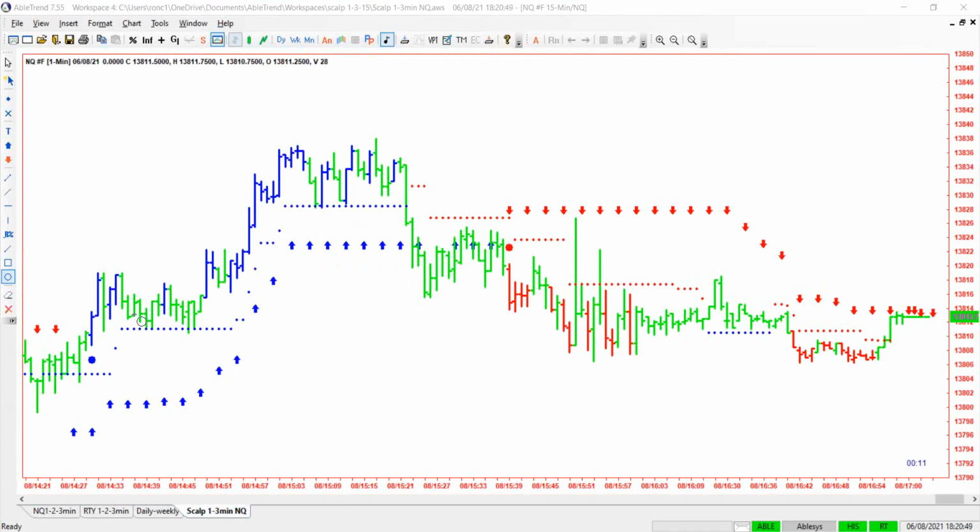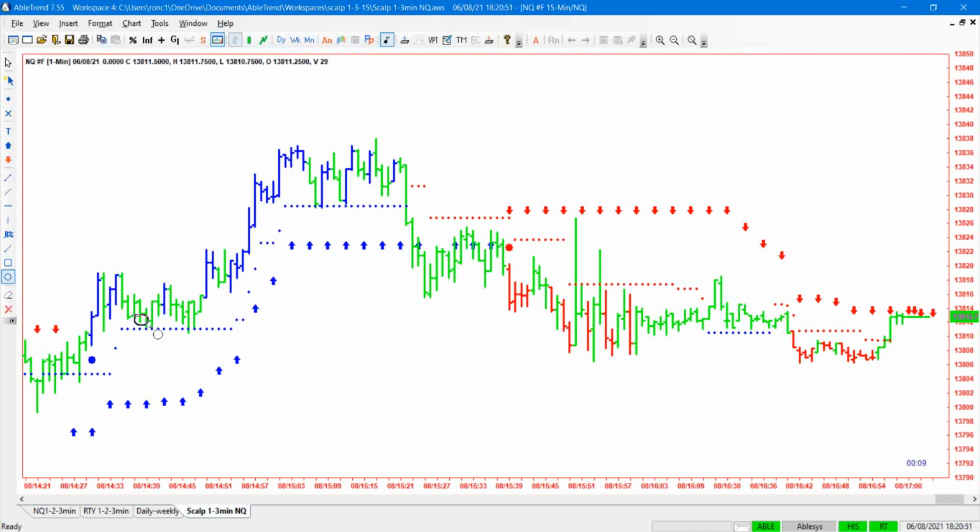Price hits the blue dot, which is support. As long as it doesn't close under it, here it closes right above it. A minute later, 5 points. Every time you do that, it's $100. 5 points in the NASDAQ, just $100.